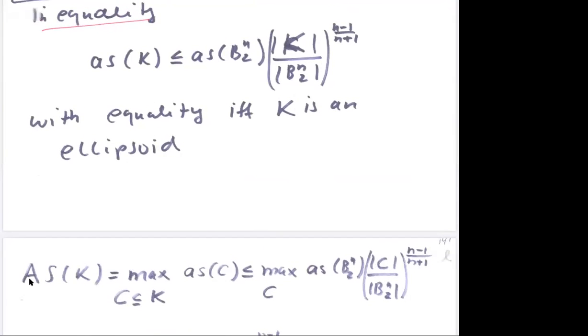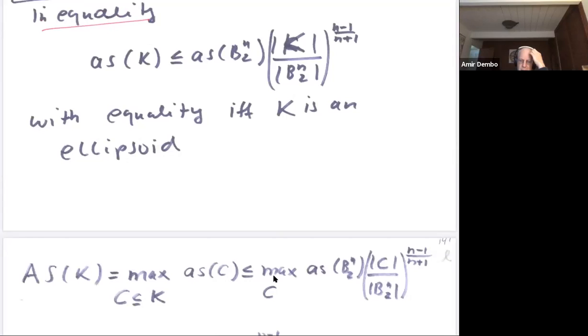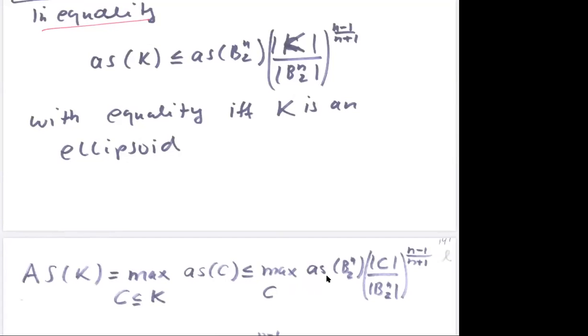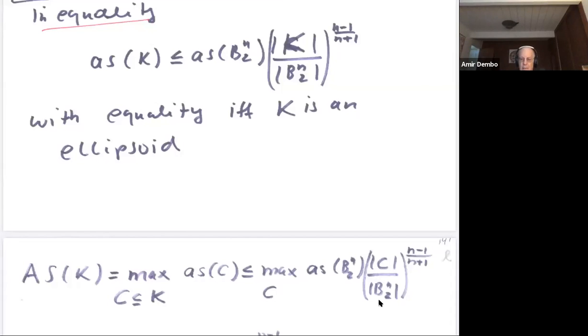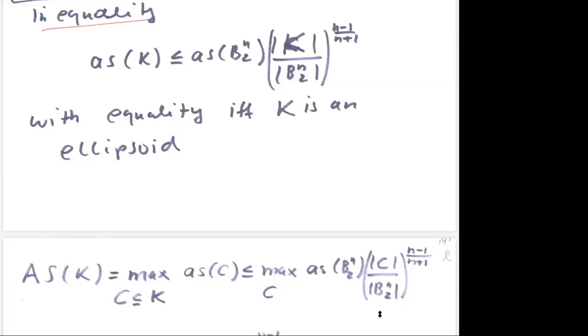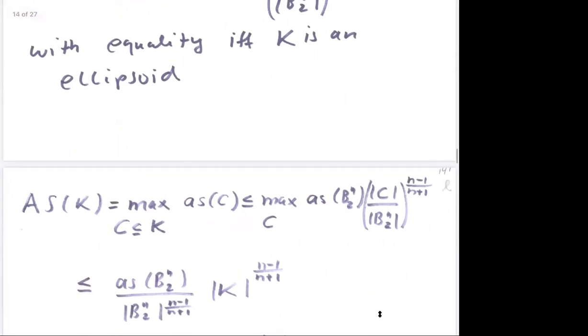So here we'll have the maximal affine surface area that we are looking at now, which by definition is the little affine surface area of all convex bodies C contained in K. Now to this little AS of C, we apply the above affine isoparametric inequality. So we'll get that this is smaller or equal, nothing has changed with the maximum over C, but then we use the inequality. So we'll get affine surface area of the Euclidean unit ball times volume of C divided by volume of the Euclidean unit ball raised to the power n minus 1 over n plus 1. And then we estimate simply the volume of C by the volume of K.